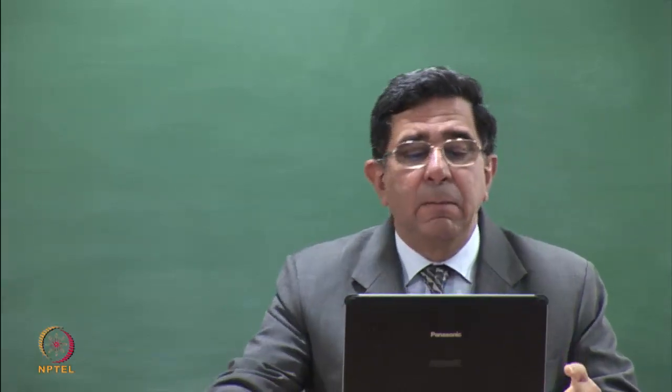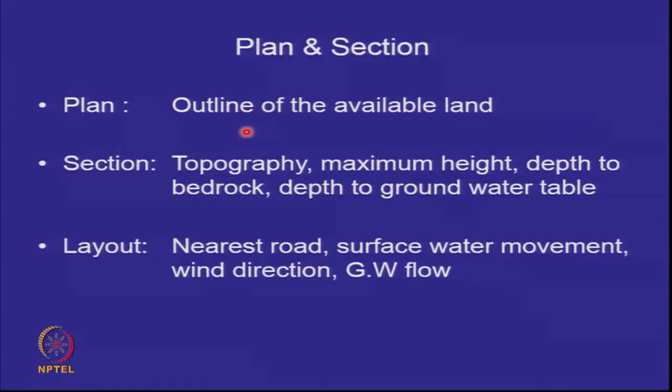Within the planned outline, what will influence your layout of the elements inside the plan? Where is the gate? Where are the roads? Where is the leachate pipe? Where is the treatment facility? So you will need to know where is the nearest road? How does the surface water move on the site? What is the wind direction? And what is the groundwater flow direction?